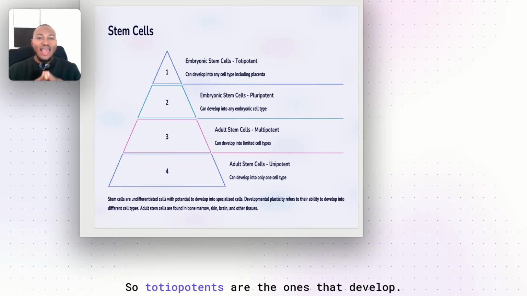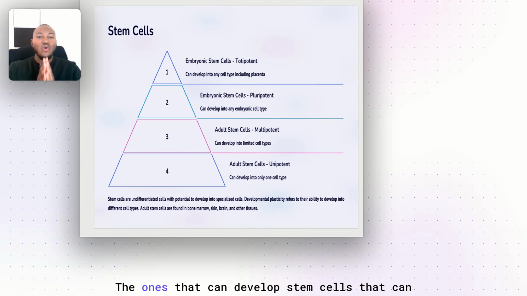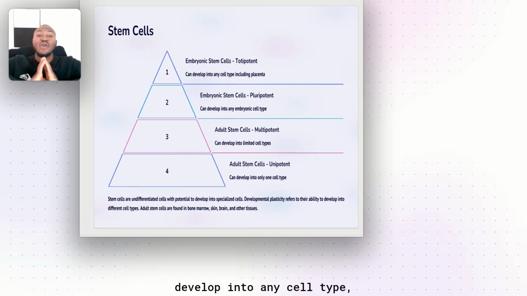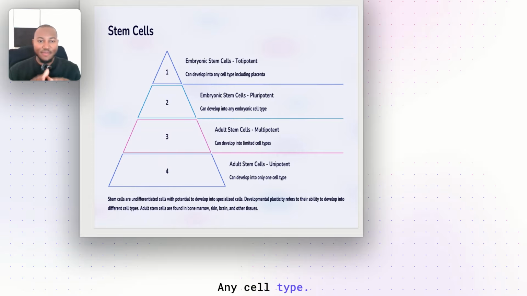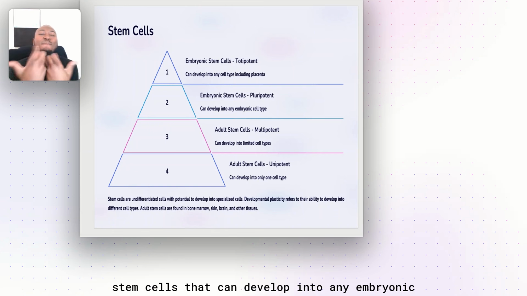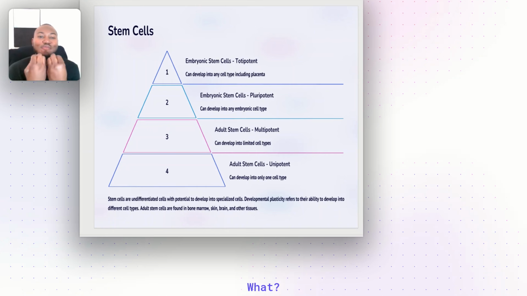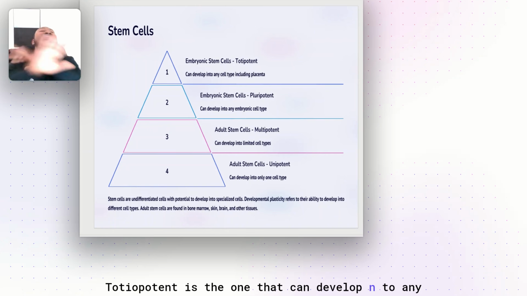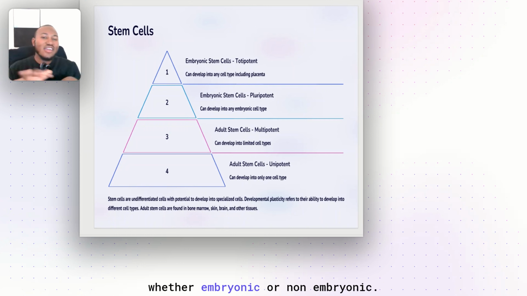Totipotent are the stem cells that can develop into any cell type, including what? Placenta. Any cell type. While pluripotent is the one that can develop into any embryonic cell type, specifically embryonic. Right? So pluripotent can develop into any embryonic cell type, while totipotent can develop into any cell, whether embryonic or non-embryonic.